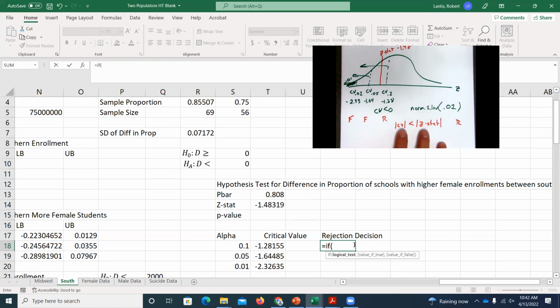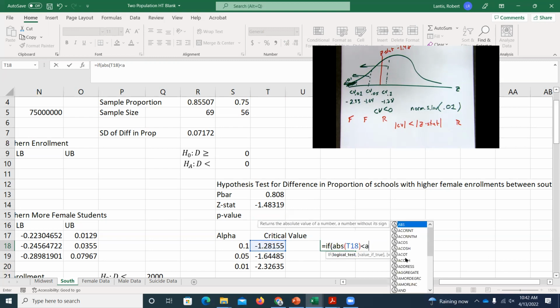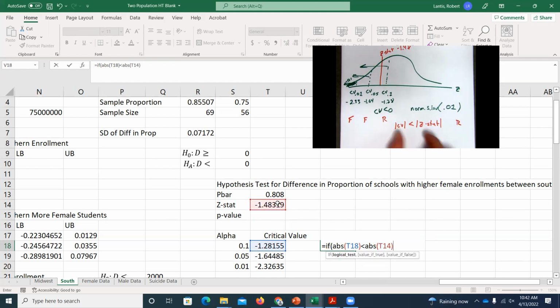So I want to say, is the absolute value of my critical value, so for a left tail test, these absolute values matter because now we're dealing with negative numbers. Right? So absolute value of my critical value, if that's less than the absolute value of my test statistic, then I know I should be rejecting. So if that holds, comma, if it's true, put in the word reject, comma, if that doesn't hold, or if it's false, put in the words fail to reject. And we have to use quotation marks around them so that it knows that I want to put text into that cell. Okay.